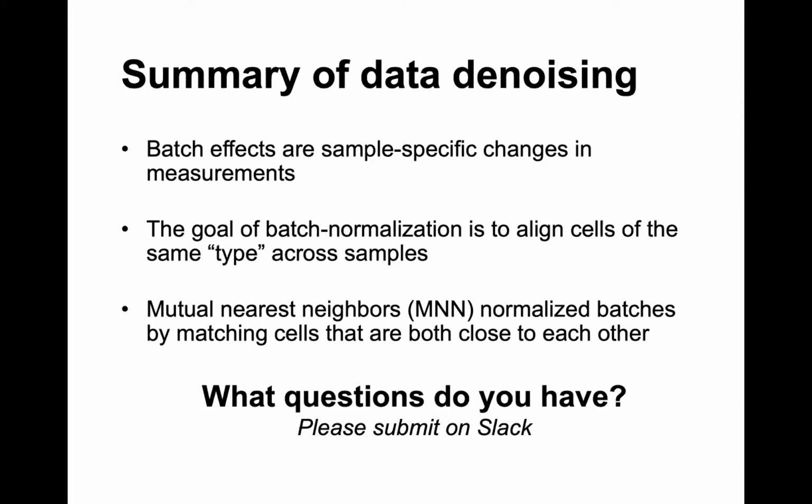The goal of batch normalization is to align cells of the same type across data sets, so that you align cells that are found across samples, but you do not force connections between cells that might be isolated to only one sample. And one of the most popular batch effect correction methods, the mutual nearest neighbor method, normalizes batches by matching cells that are close to each other, and not cells that are far from one sample to a second cell.